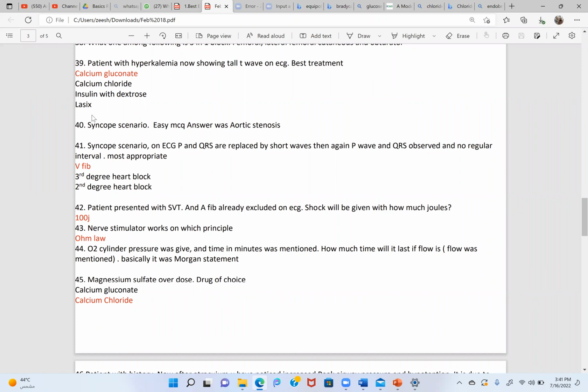Because even Lasix is correct, insulin with dextrose is correct. Calcium gluconate is not the best treatment. It is not treatment. It is just to prevent arrhythmias. So in this question, have you got a clear concept about hyperkalemia?